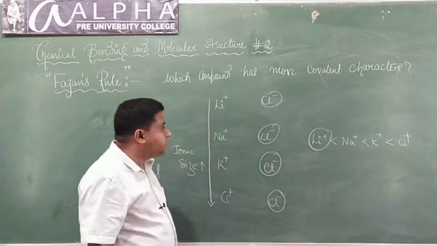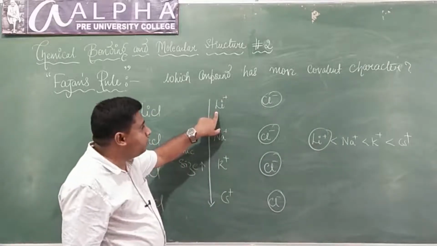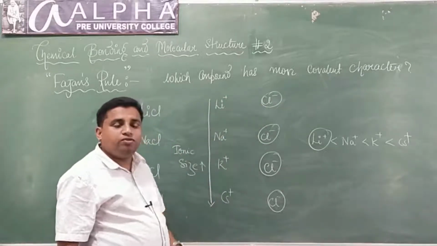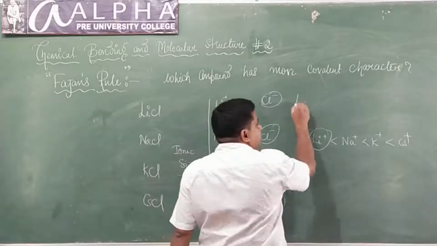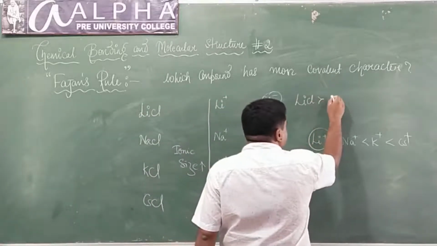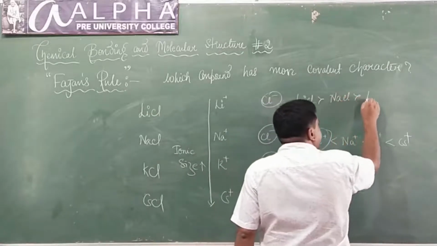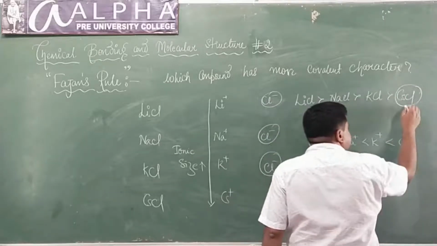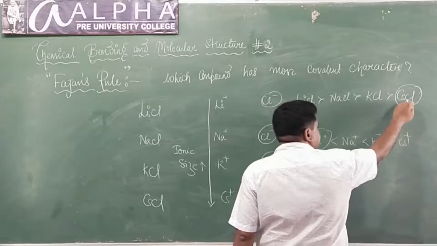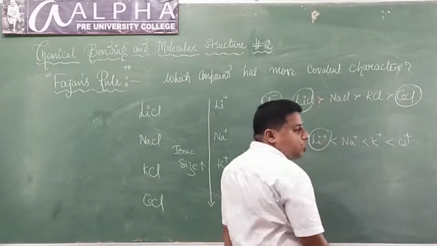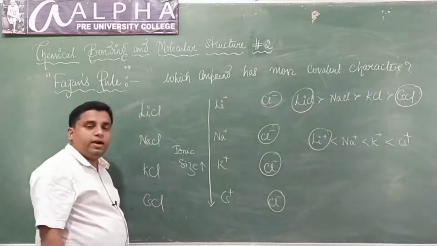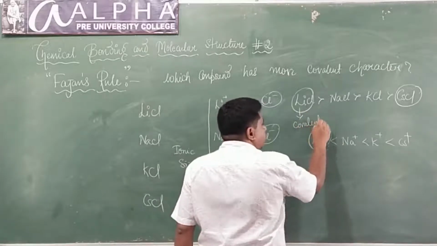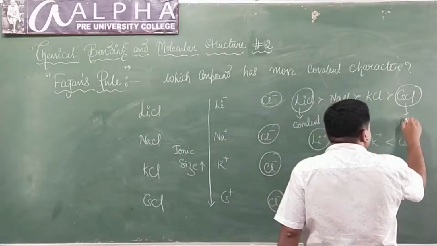Lithium ion is smaller. Therefore, smaller the size of cation, larger the size of anion, more will be the covalent character. So what is the order of covalent character in these molecules? Lithium chloride is more covalent than sodium chloride, which is more covalent than potassium chloride, which is more covalent than cesium chloride. Cesium chloride is highly ionic, whereas lithium chloride is a covalent compound.